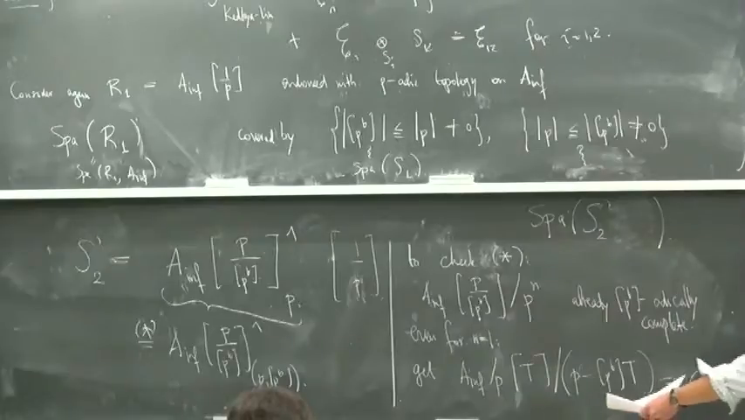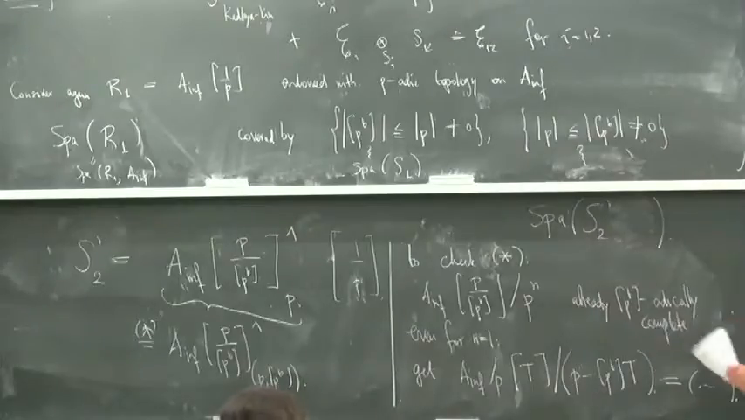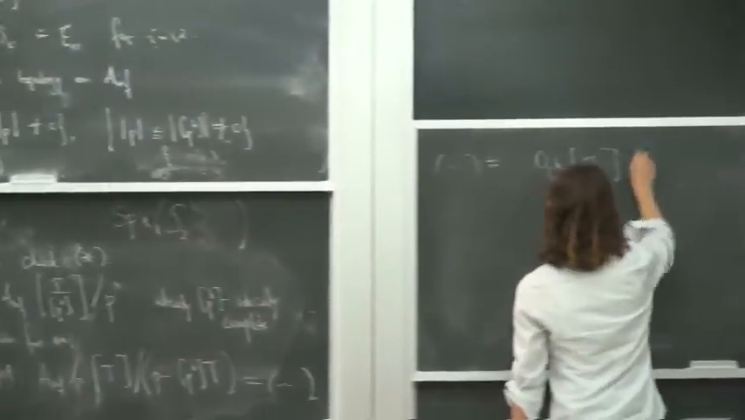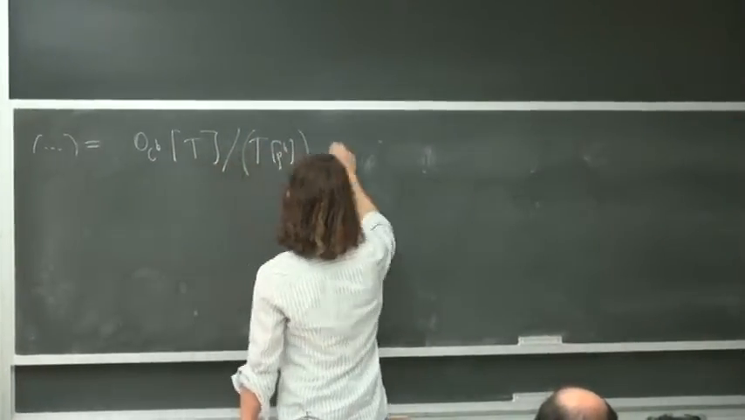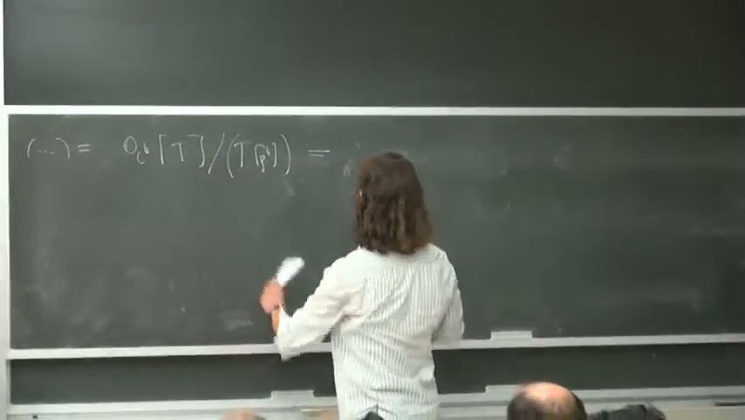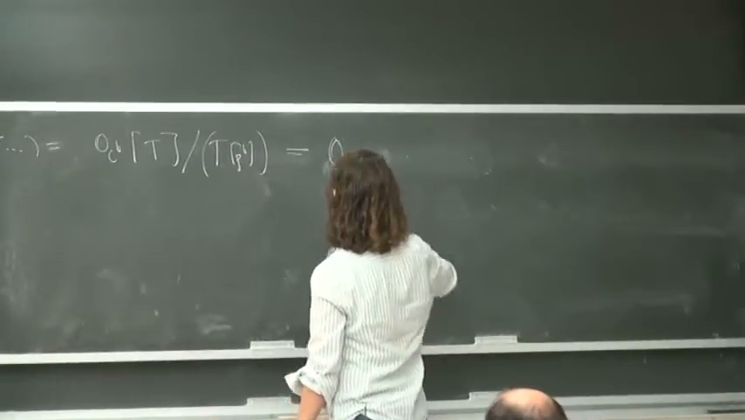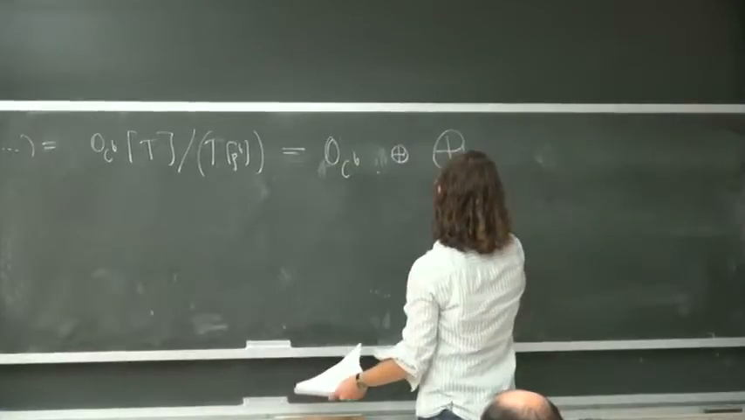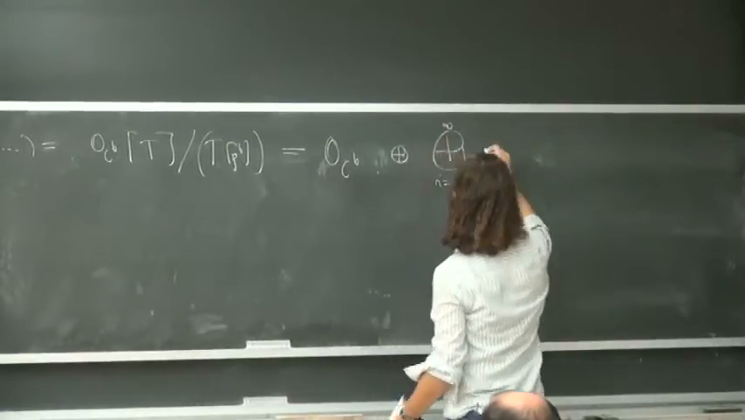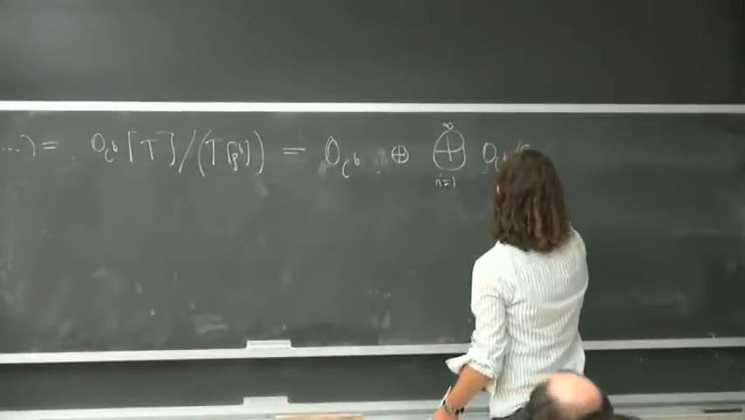And so P is already 0, so this equation is just, well, A inf mod P is just OC flat, and then I adjoin a variable T, subject to the relation that T times P flat is 0. Or like if I write this in terms of monomials, it's OC flat for the constant term, and then in positive degrees I get just OC flat mod P flat.